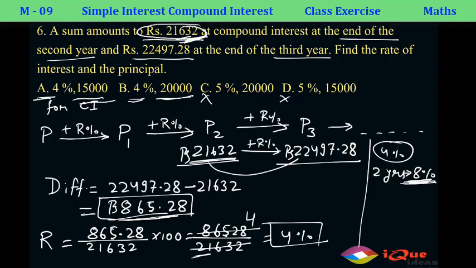That means 15,000 is not the correct answer. Hence, the principal amount has to be 20,000. So you don't have to use any formula for that. You can use the options.